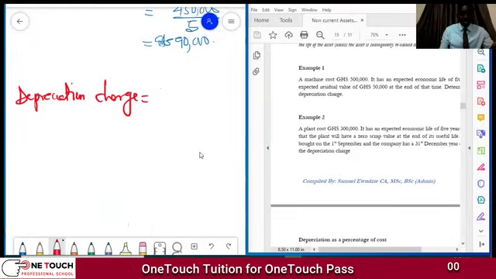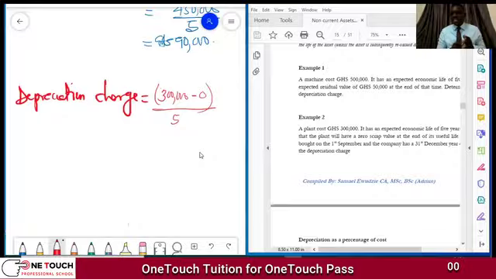Now we know the cost to be 300,000. The scrap value is 0, and it's depreciable over 5 years. But here you can see that the asset was acquired on 1st September and they have a 31st December year end. So from 1st September we have September, October, November, December. That's 4 months. So this needs to be multiplied by 4 on 12.